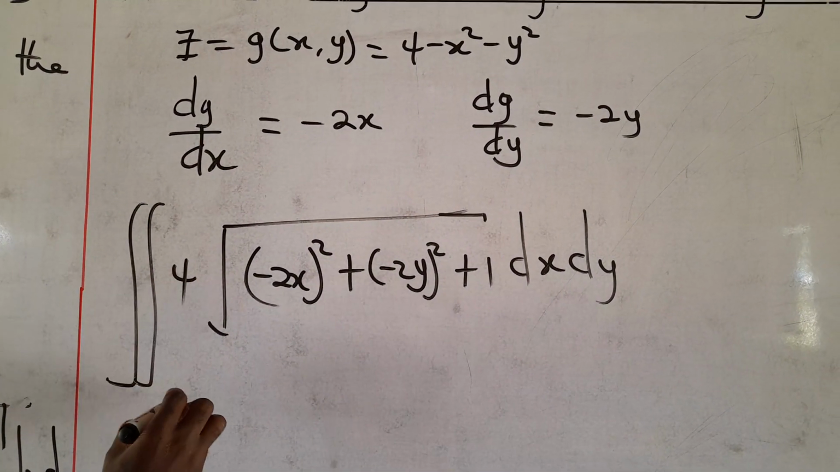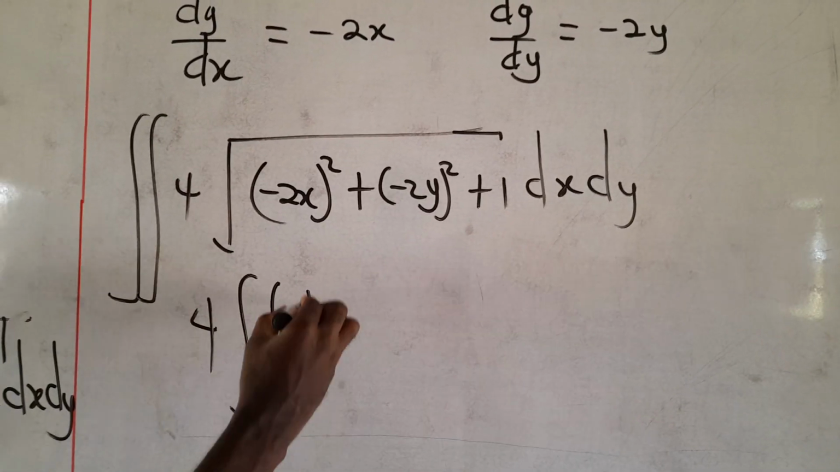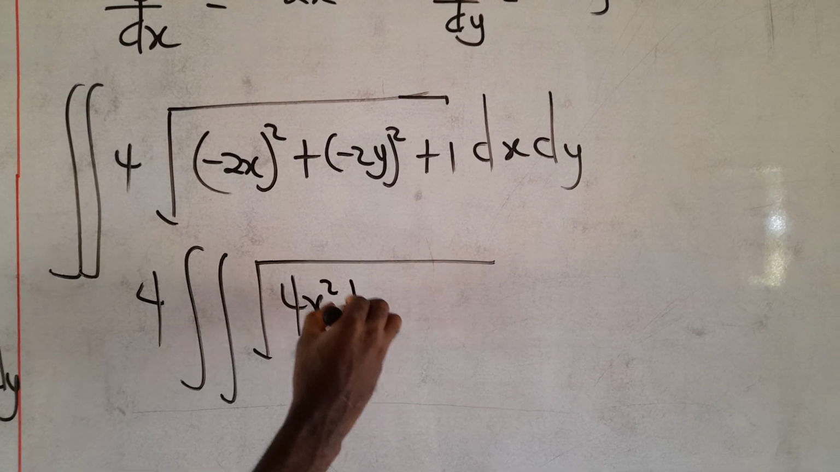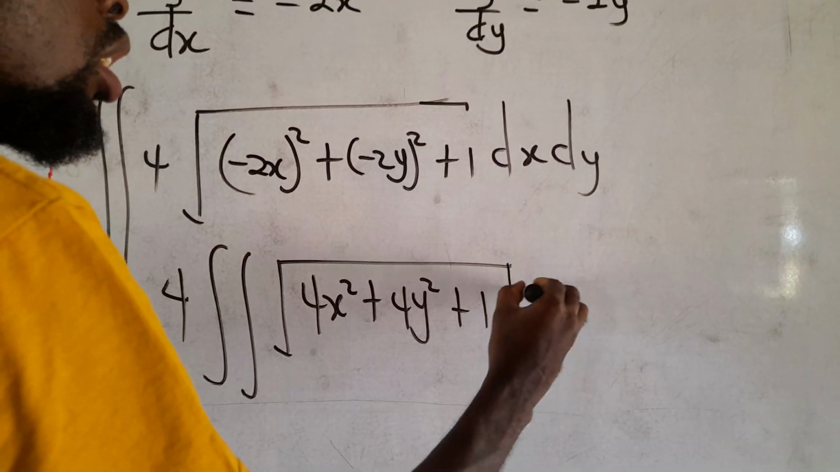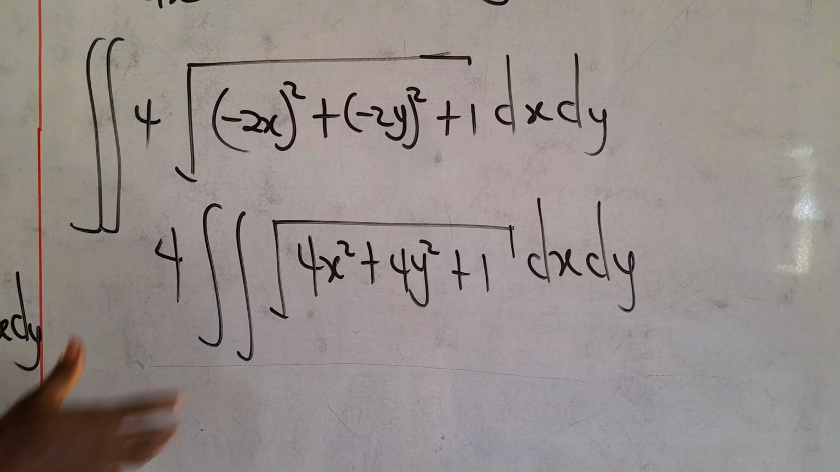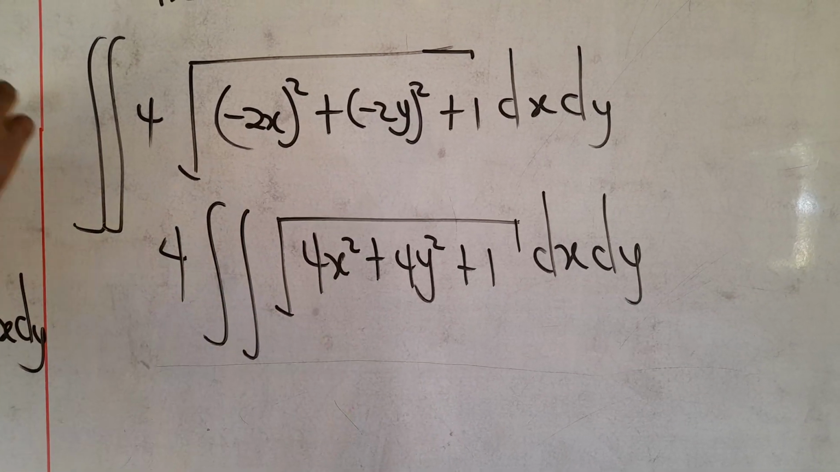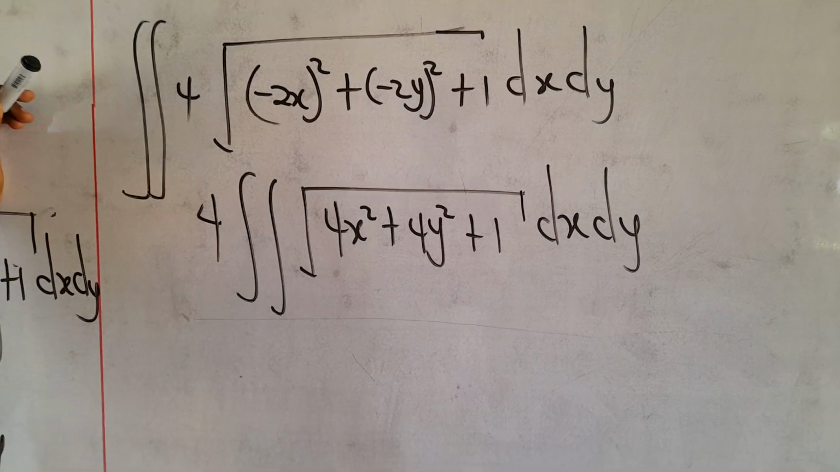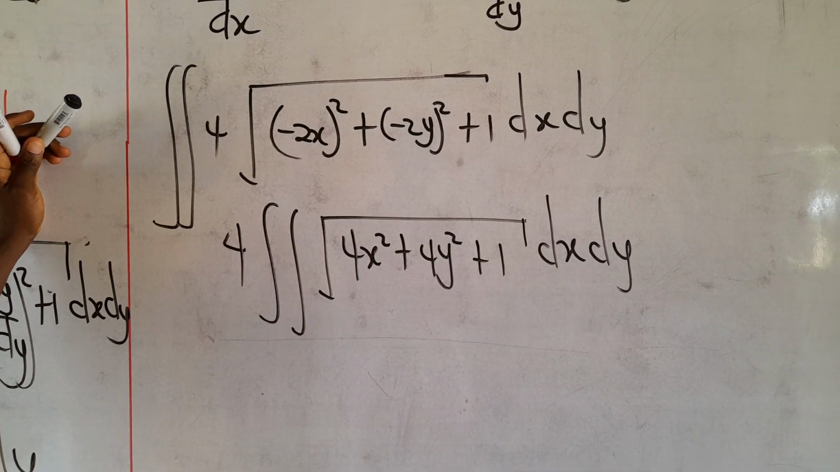Since 4 is constant, I can bring it out. So I have 4 times the double integral of the square root of 4x squared plus 4y squared plus 1 dx dy. So you see that you can't solve this integration problem using simple integration rule. Neither can you solve using integration by parts, and you can't solve using integration by substitution. You need to shift to polar.